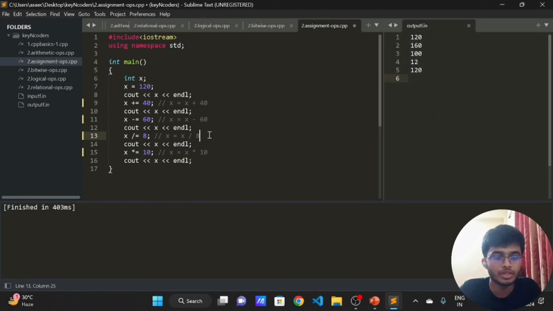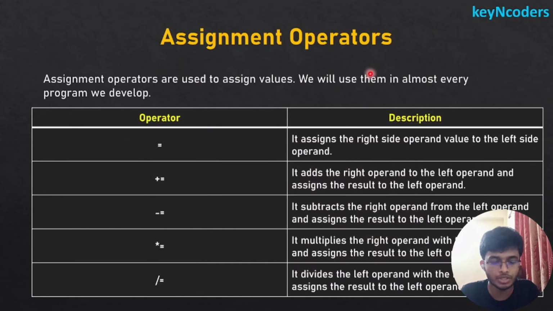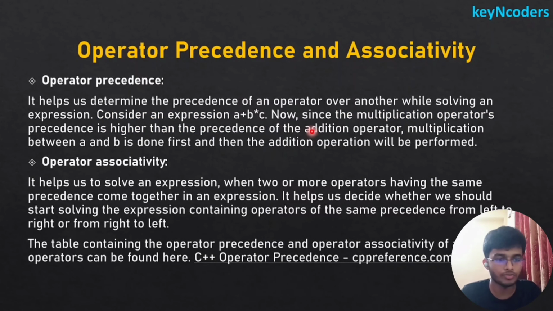Okay, and since the newer value of x is 12, that is being multiplied by 10 on line number 15. x times equal to 10, that is x is equal to x into 10, that is 12 into 10, that is 120. Simple. Okay, so this was the thing about assignment operations. You can definitely go through these slides. We'll provide all of these.